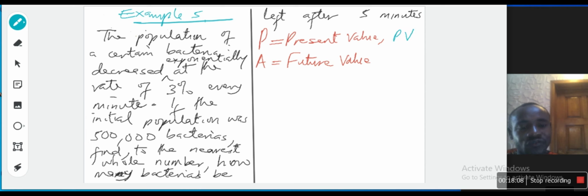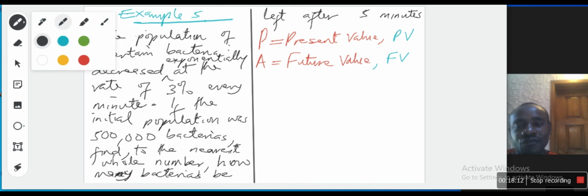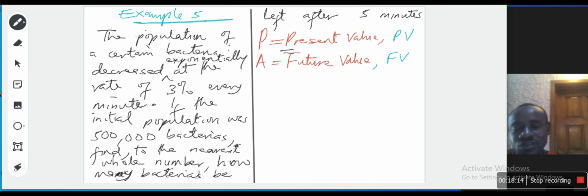The amount is the future value, FV. What's the present amount of? Remember the question says the population of a certain bacteria decreased exponentially at the rate of 3% every minute. If the initial population was 500,000 bacteria, find, to the nearest whole number, how many bacteria will be left after 5 minutes.